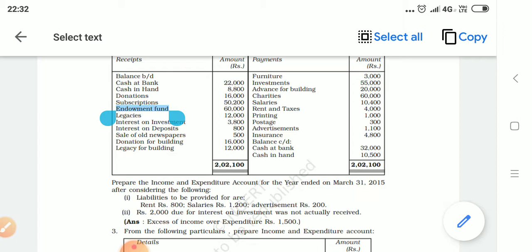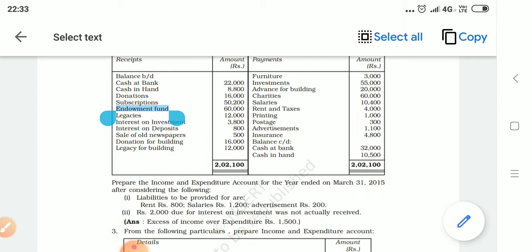Someone left a huge sum of money and told that it must be used for the prize winners, or it should be used for the rank holders. So the rank holders of 10th and 12th standard receive the endowment fund certificates, merit certificates with scholarship money, cash awards. So endowment fund is capital in nature. It will appear in the liability side of the balance sheet.